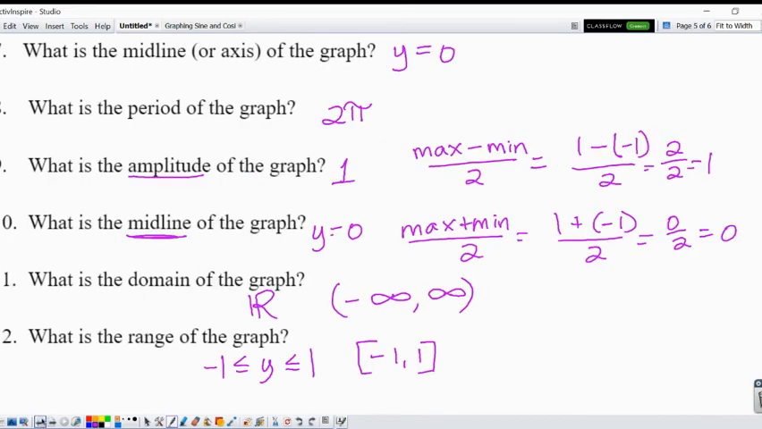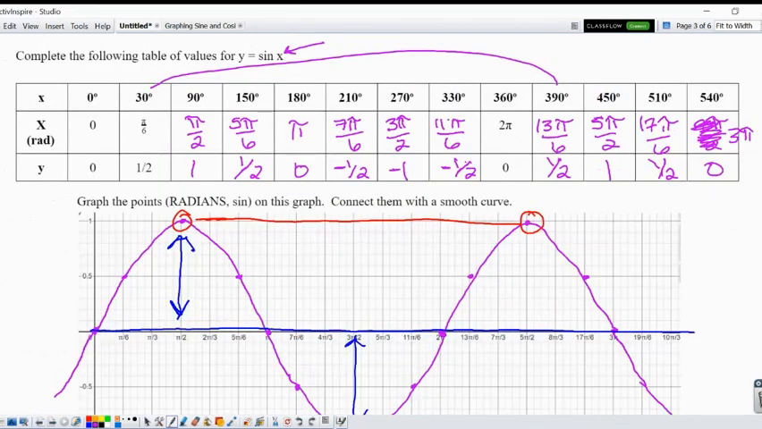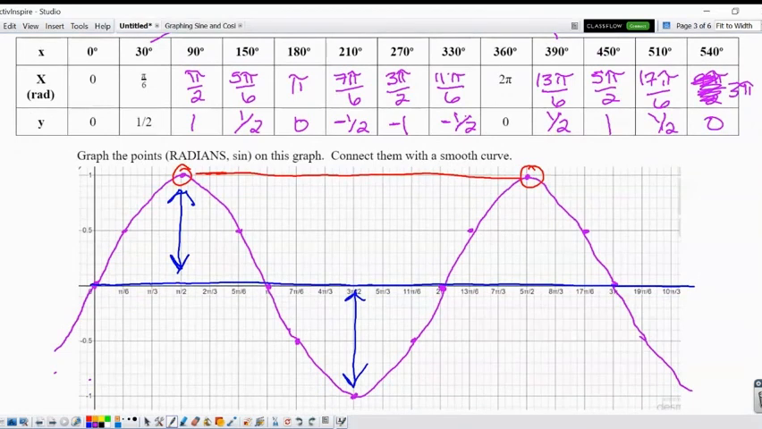So learn the basics of this curve so you can sketch this from memory before we start to modify that with all of the transformations that we've done for every other graph this year.